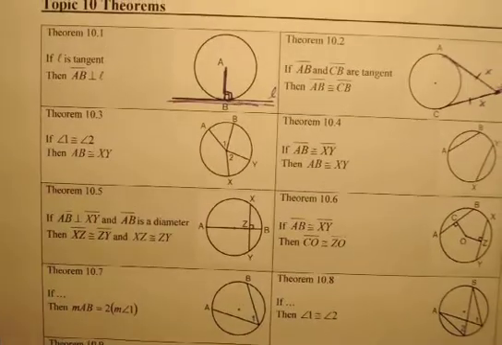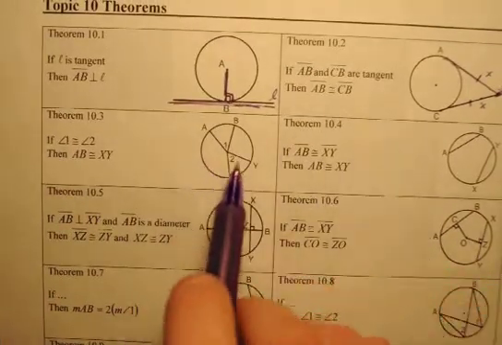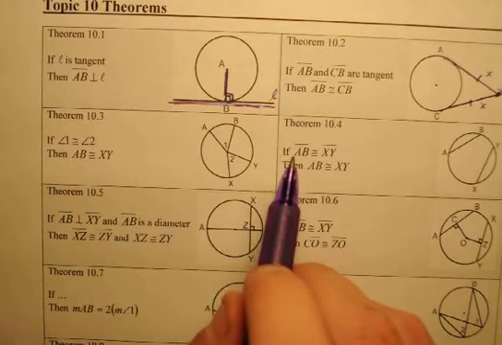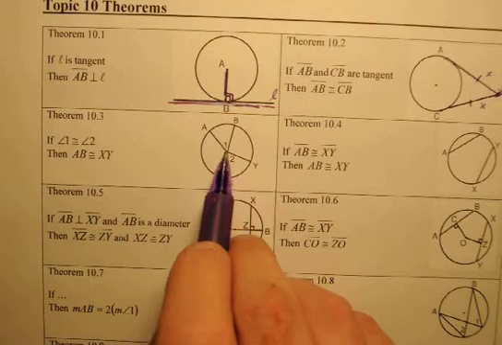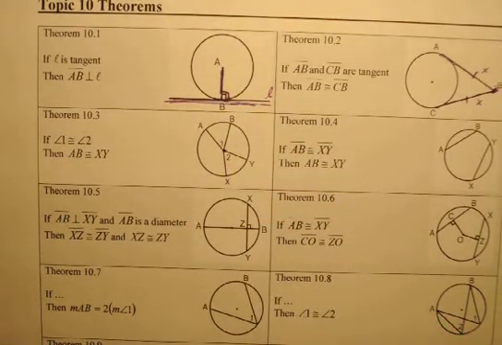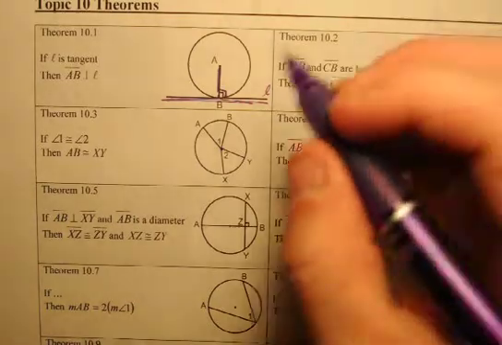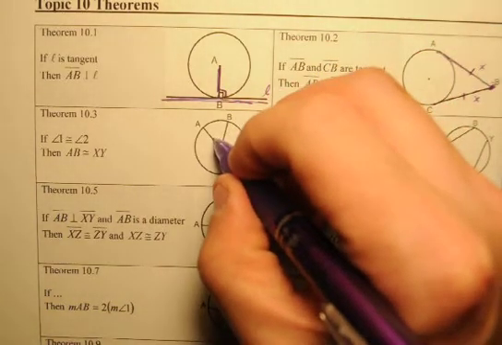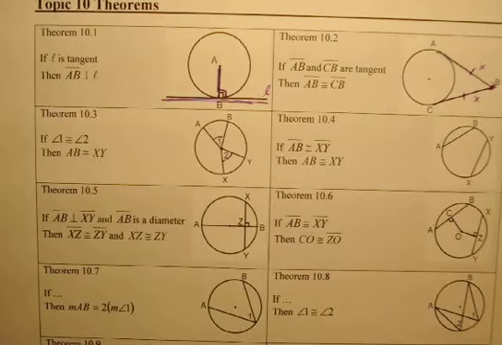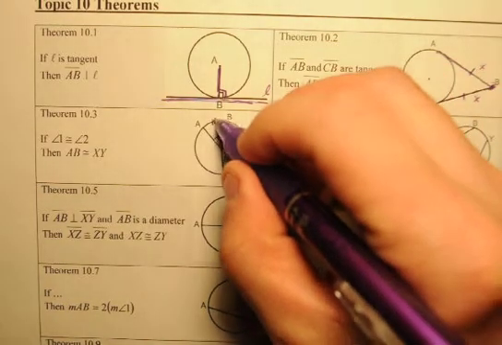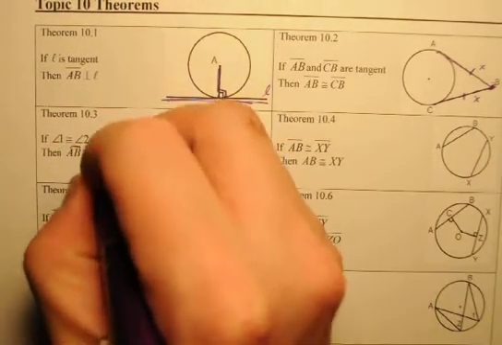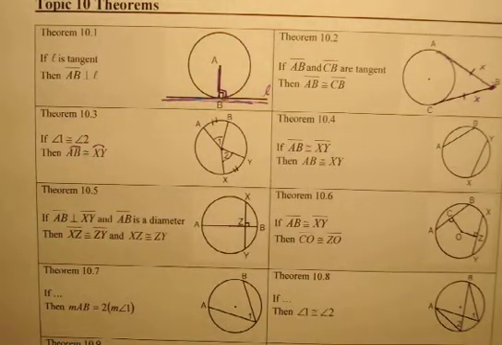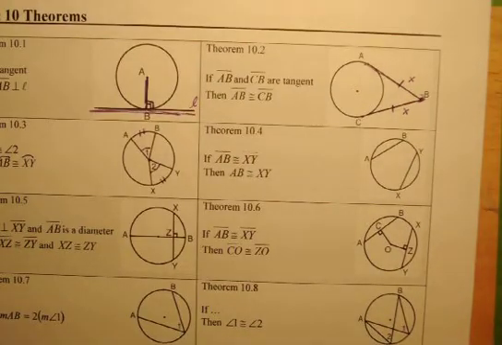Theorem 10.3, so now a new one. Angle 1 and 2, these are called central angles, because they have the vertex at the center. And the thing about central angles is if the angles are the same, like if 1 is congruent to 2, then that means that the arcs are the same. If the angles are the same, then the arcs are the same. Those are supposed to be arcs.